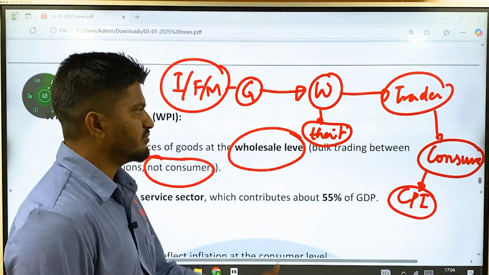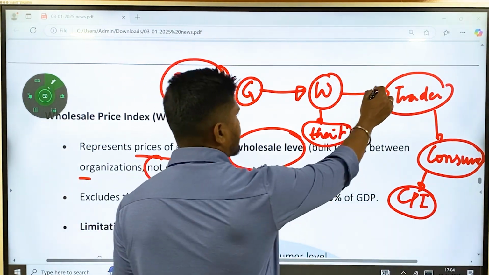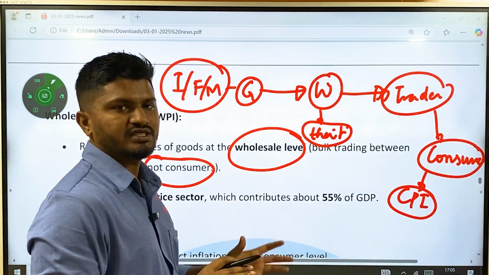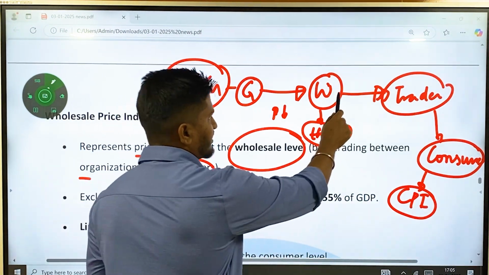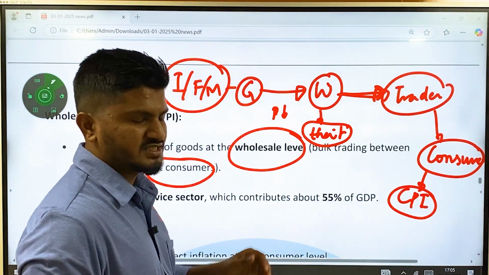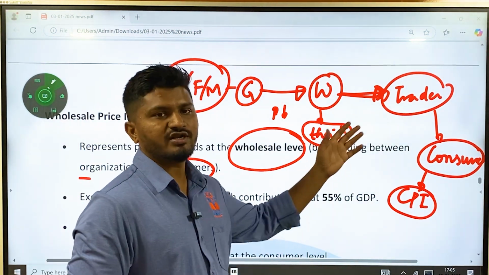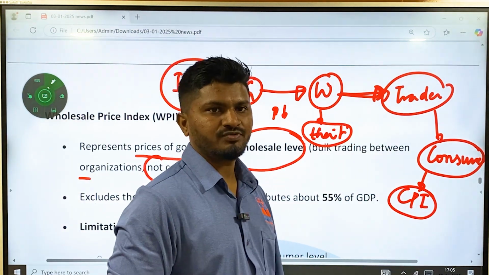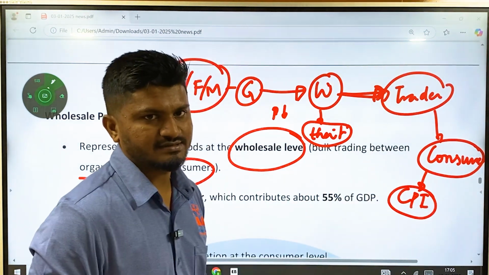Okay, so there will always be a difference between wholesale price index and consumer price index, because there is a middleman between them. Since you are buying in bulk, you are going to get the goods at a lower price. Then you will be sending it to normal traders or small businessmen. Those businessmen are going to add additional charges because of transportation, etc., and their profit. Then they are going to sell it to consumers. So the consumer price index will most probably always be high compared to the wholesale price index.